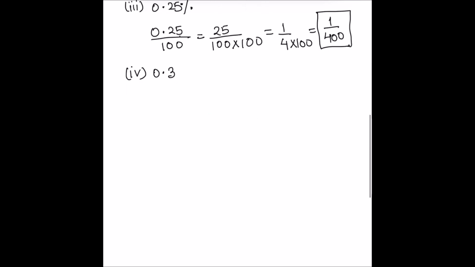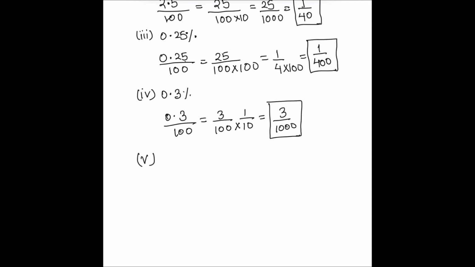Next one is 0.3%. 0.3. We are going to remove the percentage sign and we'll divide it by 100. And there is 1 digit after the decimal point. So we are going to divide it by 10 to convert into normal fraction. So that's 3 upon 100 times 1 upon 10, which equals 3 upon 1000.